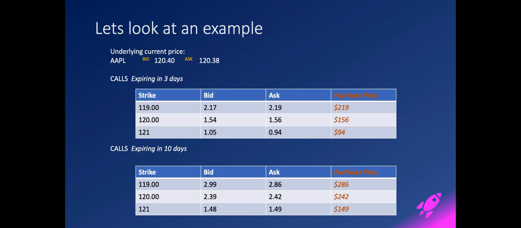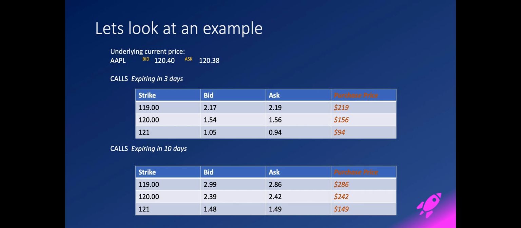Let's look at an example. Apple is trading just above 120. You can see the bid and ask over there. If we were thinking Apple is going to continue going up, then we can look at calls. That's what calls are for, when you believe the price of the underlying stock will be increasing. So here again, the underlying asset, or the stock that we're looking at, is Apple, and we're looking at calls that are expiring in 3 days.